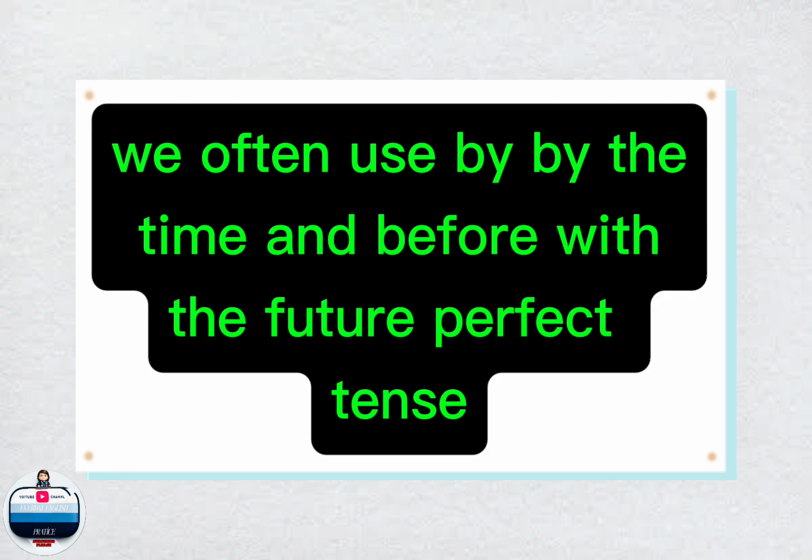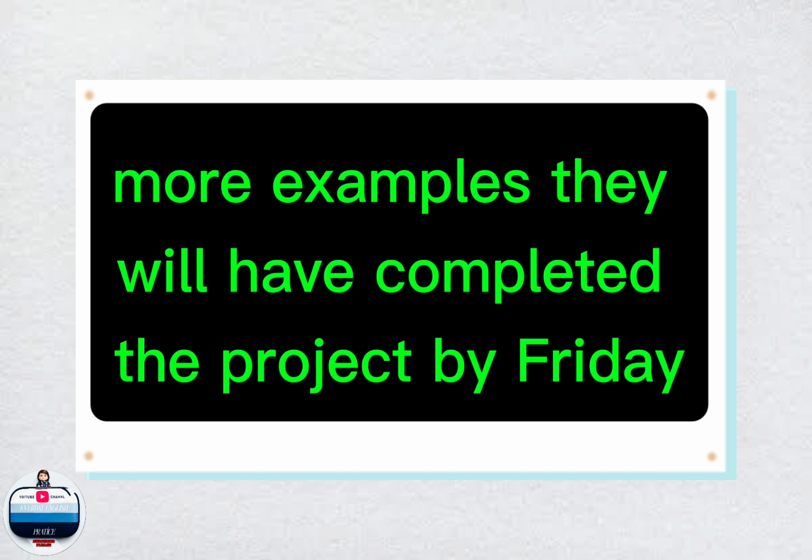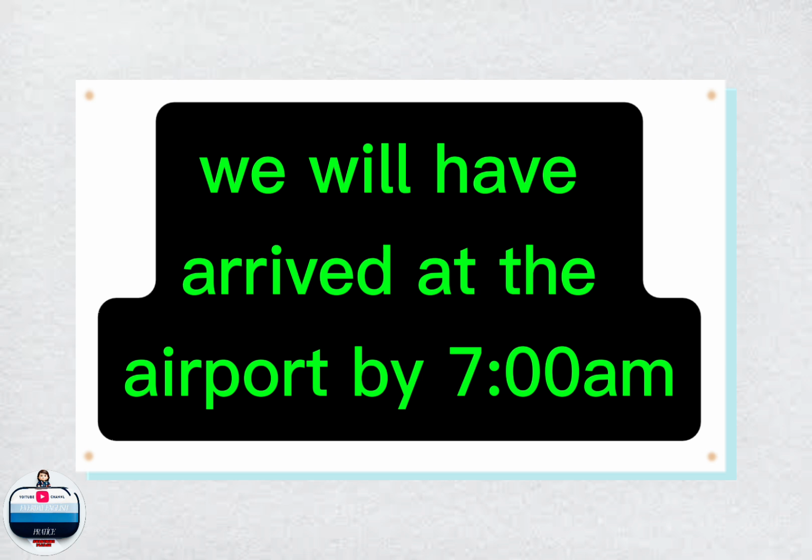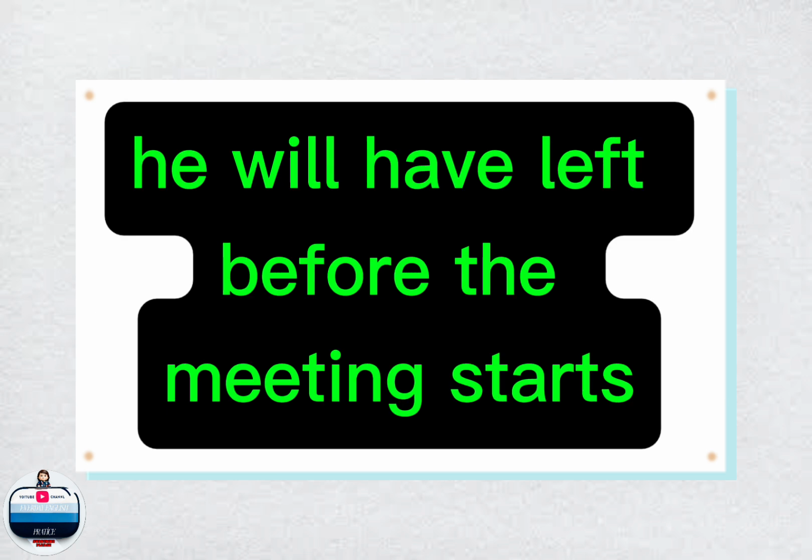We often use by the time, and before with the future perfect tense. More examples. They will have completed the project by Friday. I will have finished my homework before 8 p.m. We will have arrived at the airport by 7 a.m. He will have left before the meeting starts.